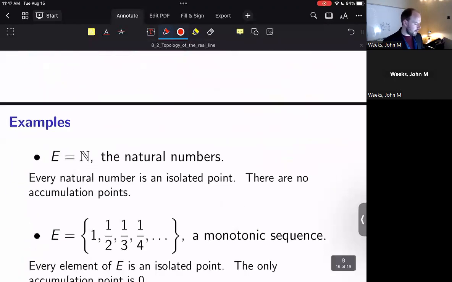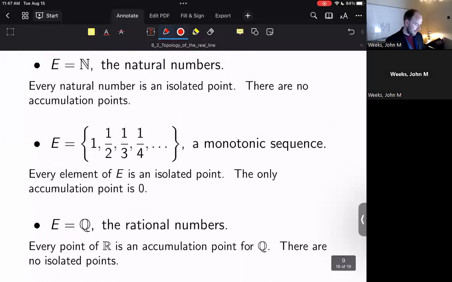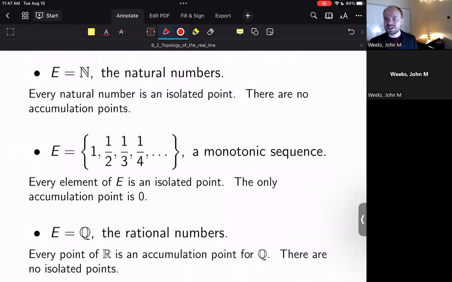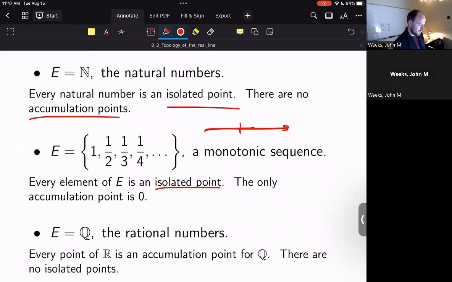Let's go through a couple more properties to end us out here. Or rather, we'll say what we've kind of said a little bit already, just as a quick slide to clarify. Every natural number is an isolated point. There are no accumulation points. Every element of E itself, notice that 0 we said was an accumulation point, but every element of E is itself isolated, because all of these points, no matter where they are, are still some distance apart from any other point.